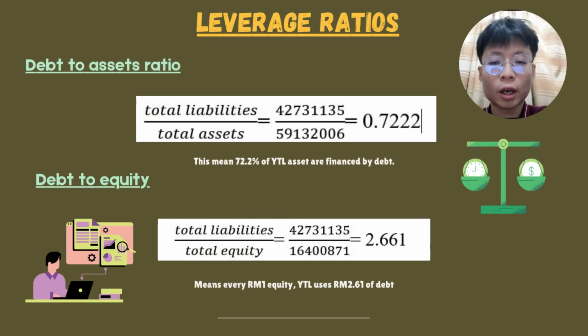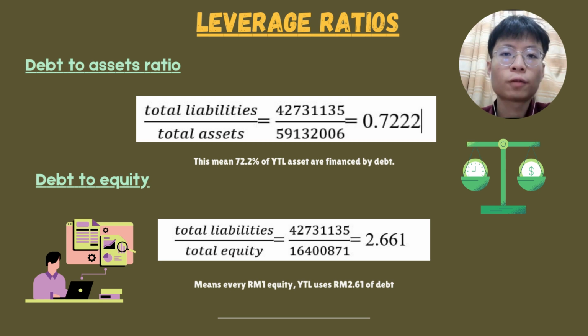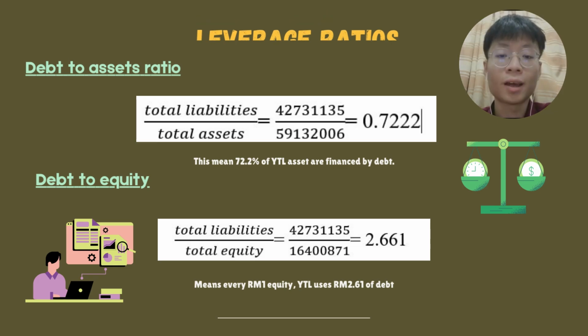The leverage ratio has two ratios, debt to asset and debt to equity. The debt to asset ratio for the company is 0.722. It means 72% of assets are financed by debt. The debt to equity means for every RM1 of equity, the company has RM2.61 of debt.